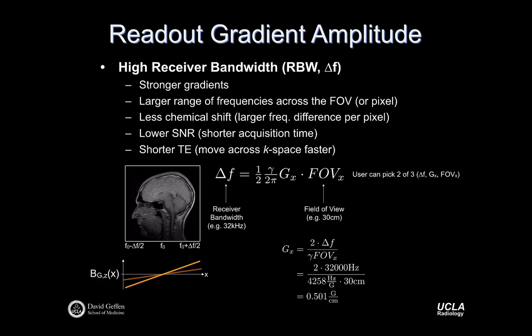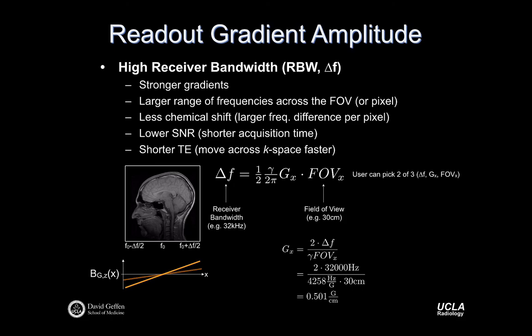Typical receiver bandwidths are on the order of 32 kilohertz, maybe all the way up to 128 kilohertz. This is the frequency range across the field of view. I turn on a gradient, and I have a range of frequencies across my field of view. I can choose what that range is by picking the receiver bandwidth, and then it calculates a gradient to use. We also typically pick the field of view, maybe 30 centimeters, and that leaves the free variable: we have to calculate what the gradient strength needs to be to achieve the receiver bandwidth and field of view we wanted.